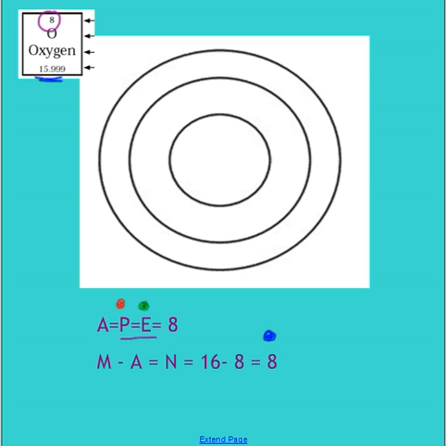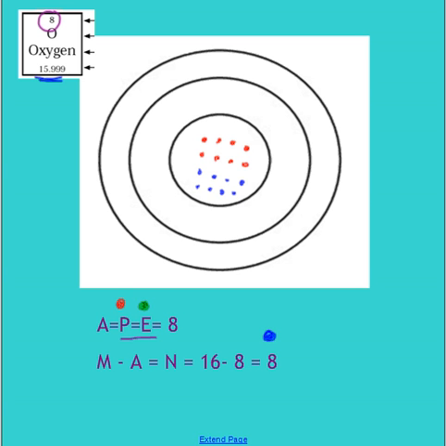So we've done APE-MAN. Now it's our job to draw the Bohr model of oxygen. So again, remember that protons and neutrons will go in the center in the nucleus. So I want you to go ahead and draw that, and then come back and I'll have it done.